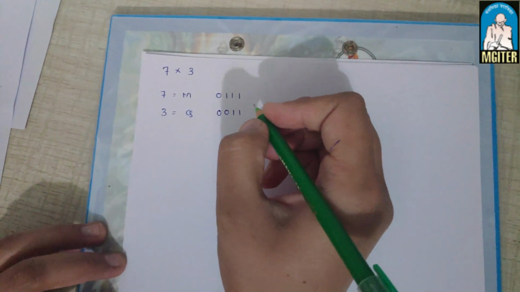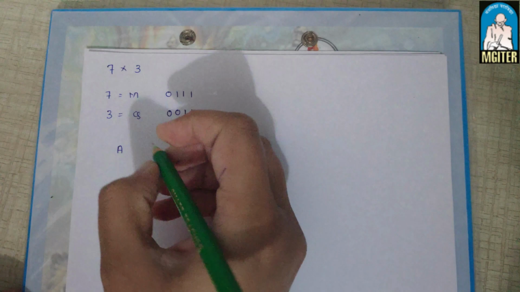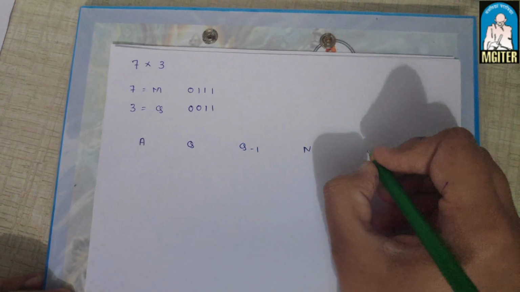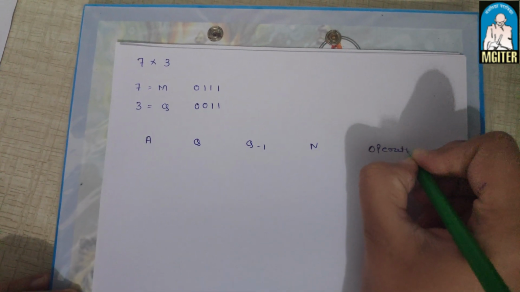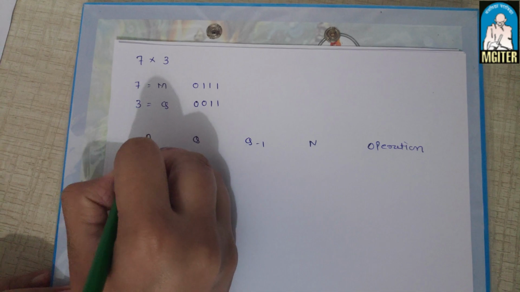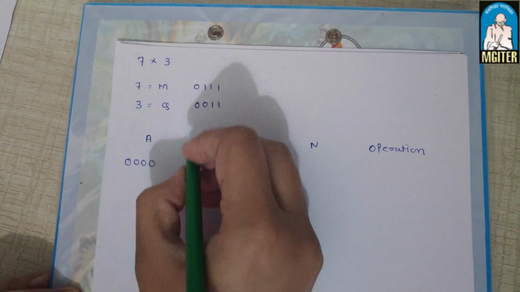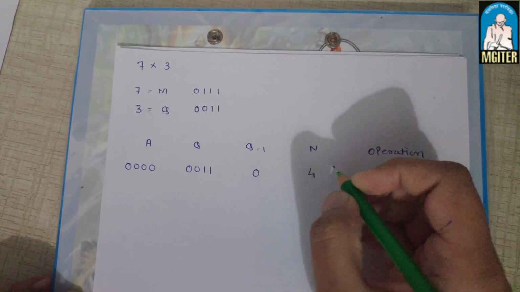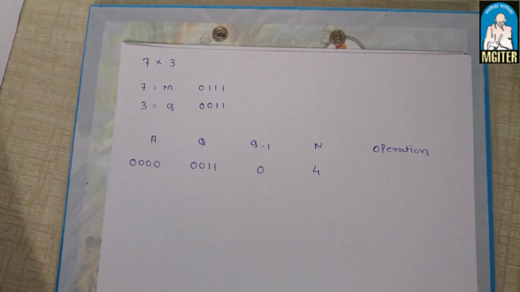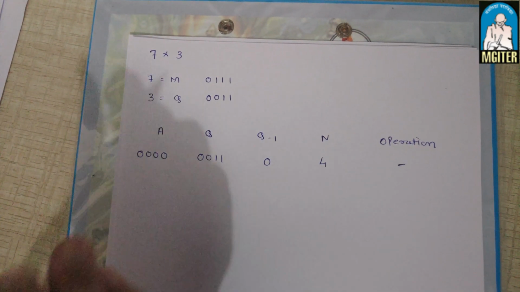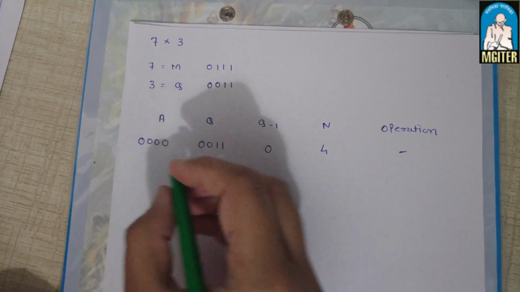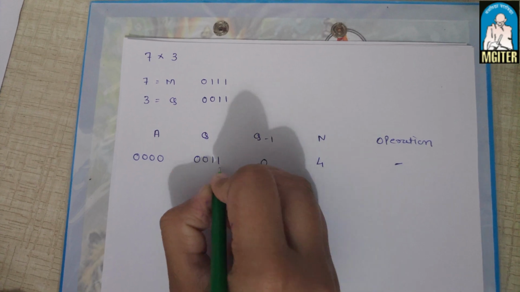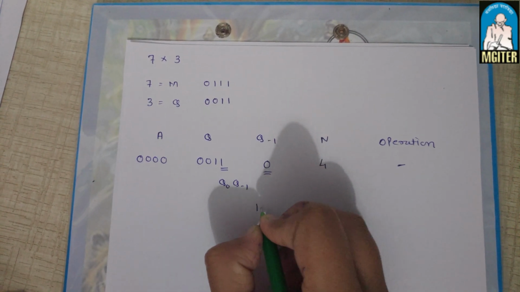Now we have to take a table. First A is accumulator, q minus 1, n and operation. Initially accumulator is 0, q is 3, 0 0 1 1, q minus 1 is initially 0. Initially the value of n is 4 as we are performing 4-bit operations, and operation is nothing. Now first step is we have to check q0 and q minus 1. So this is 1 and 0. So we got 1 0.